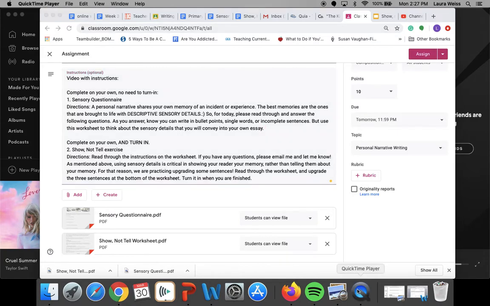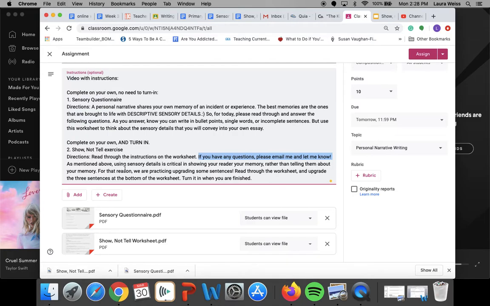The other element we have is the show, not tell exercise. I'm going to go through a worksheet with you that explains show, not tell. Sometimes it says show, don't tell, but it's the same thing. This is the one new thing I'm going through with you. If you have questions or this doesn't make sense, please email me, okay?